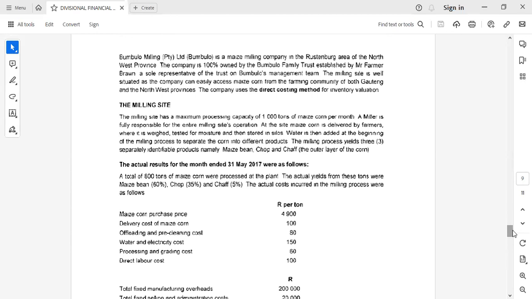Right, Bumbulo Milling Limited is a maize milling company in the Rustenburg area of the Northwest Province. The company is 100% owned by the Bumbulo Family Trust, established by Mr. Farmer Brown, a sole representative of the trust of Bumbulo's management team. The milling site is well situated as the company can easily access maize corn from the farming community of both Gauteng and the Northwest provinces. The company uses direct costing method for inventory valuation. Right, let's go to the required performance management.